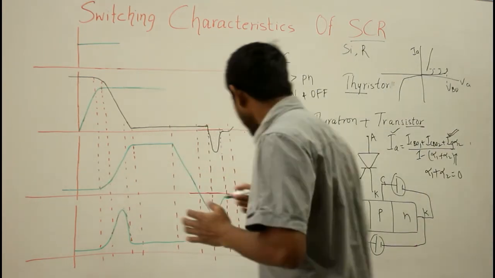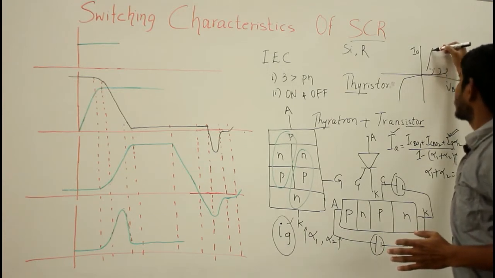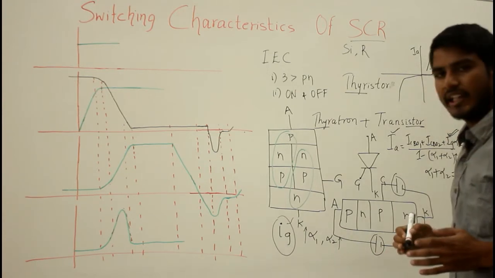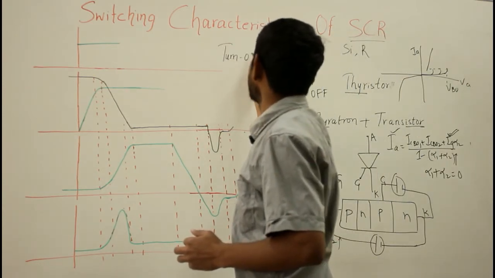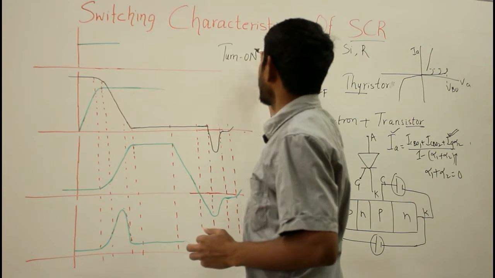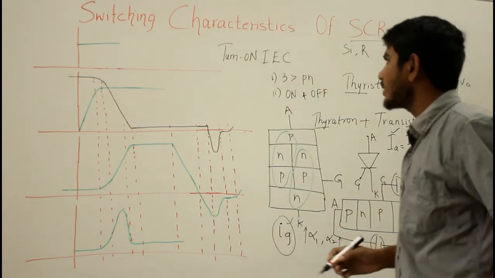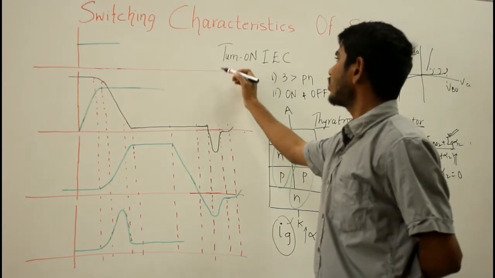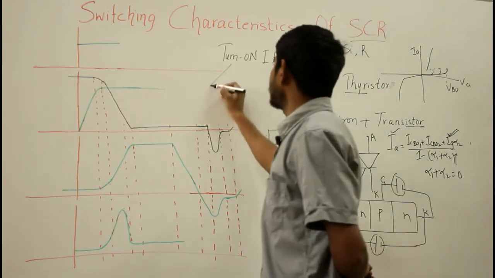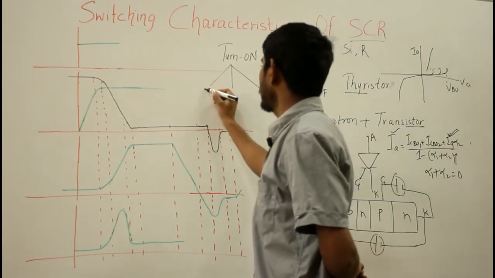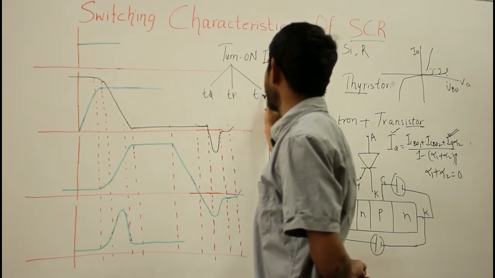Now moving from the forward blocking state to the forward conduction state, the transition time taken is named as the turn on time of your SCR. So the transition time from the forward blocking state to forward conduction mode is known as the turn on time of your SCR, and the turn on time can be subdivided into three intervals. One is a delay time, one is a rise time, and the other one is a spread time.